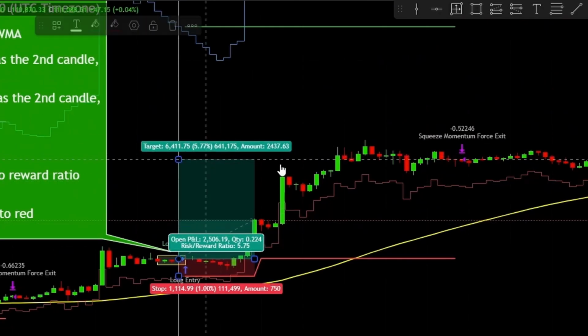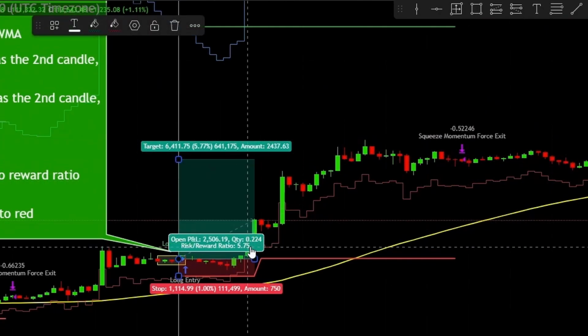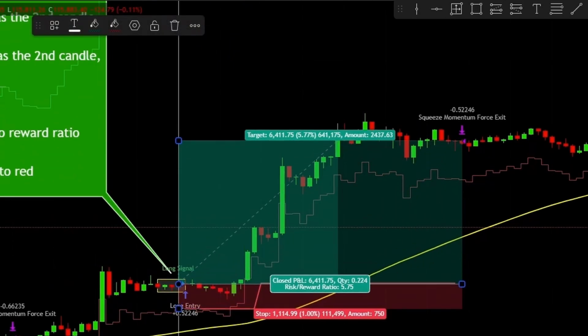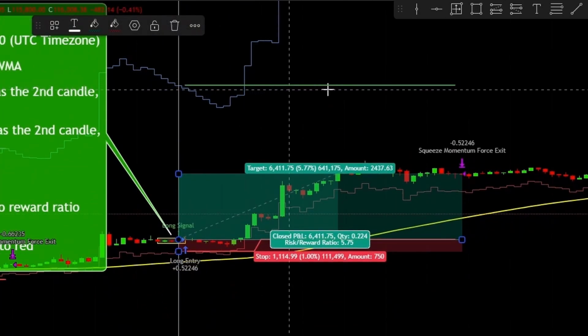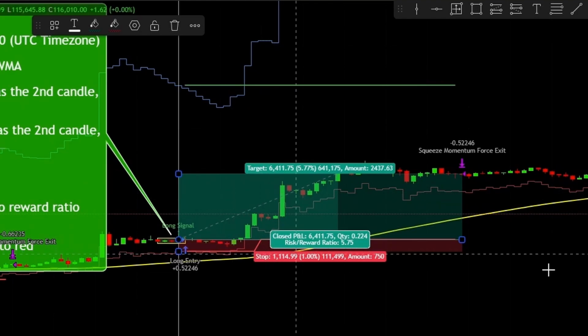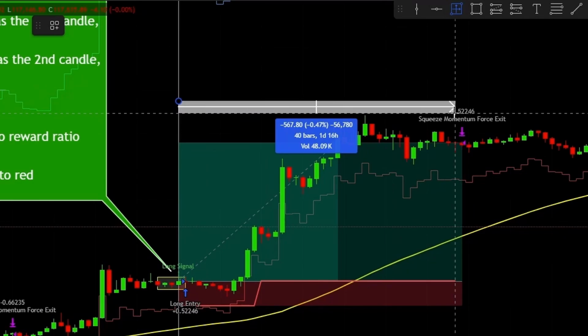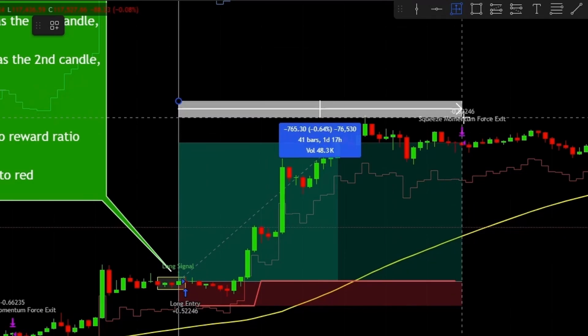Our script says that we exited the position right there because of the squeeze momentum force exit. Let's see if that's true. So the initial take profit level was here, which was not hit. The stop loss was down here, which was not hit. The candle count is 41 bars, so we are still allowed to be in the trade.